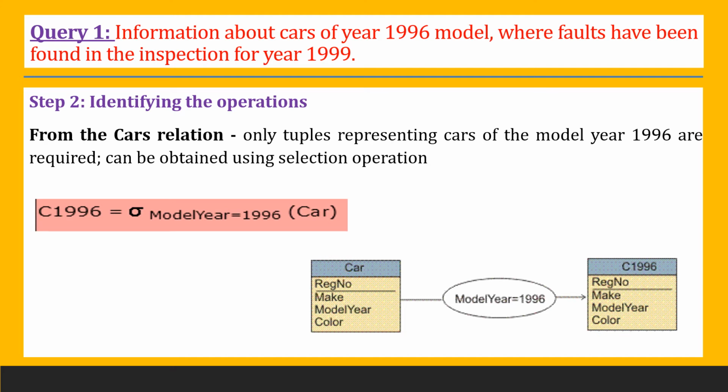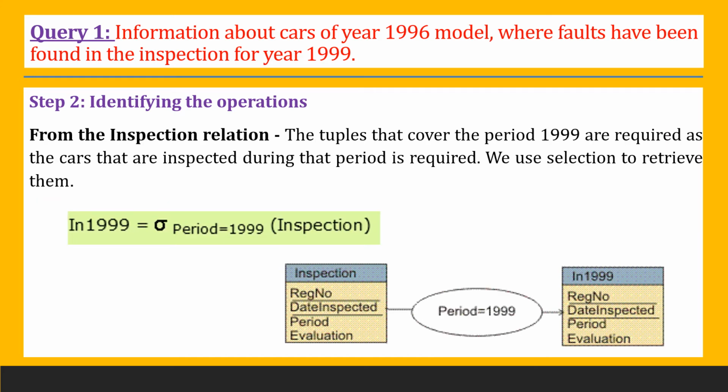Now, from the inspection relation, we have to get the tuples that cover the period 1999. Here also we can make use of the selection operation for retrieving those tuples. Sigma period equal to 1999 on the table inspection, and the result is going to be stored in a table called IN1999.